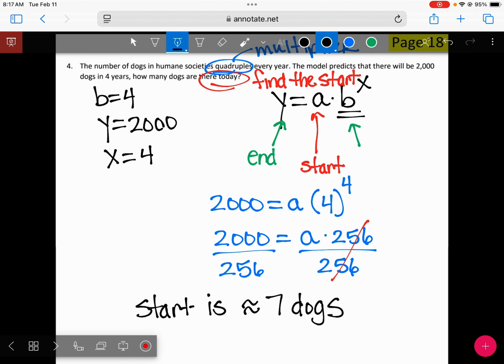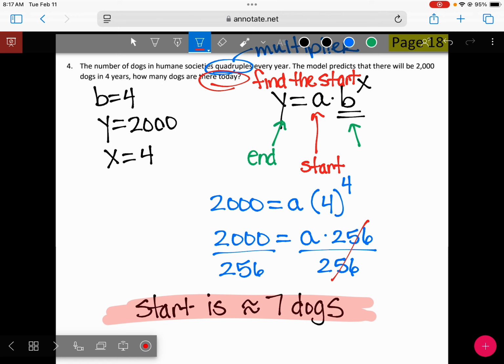So we started with approximately 7 dogs. That's our start. So we had to go back. So how many dogs are there today? We started with 7, 7 or 8. If you round it up to 8, I will also take that for full credit. Any questions about number 4?